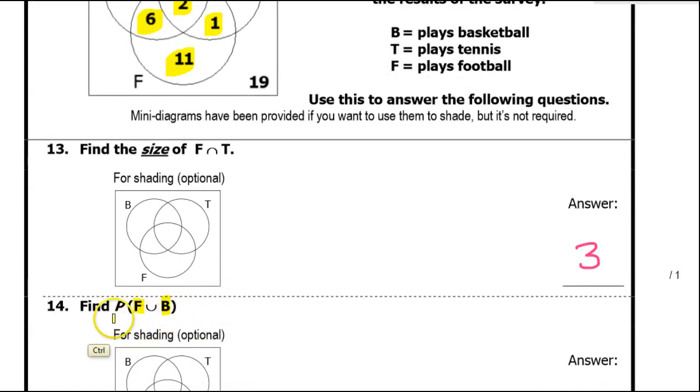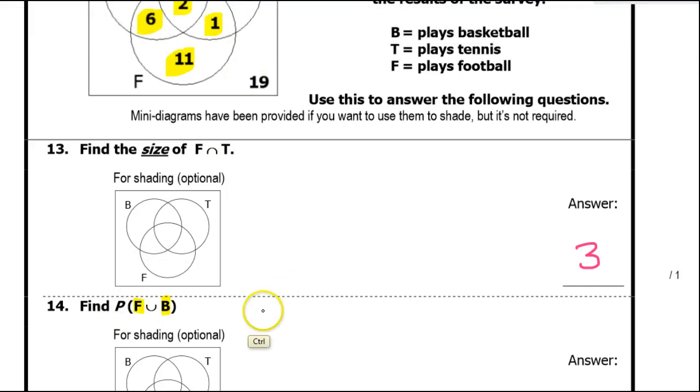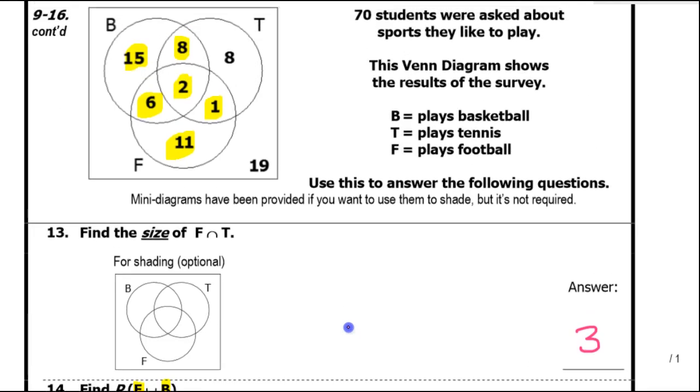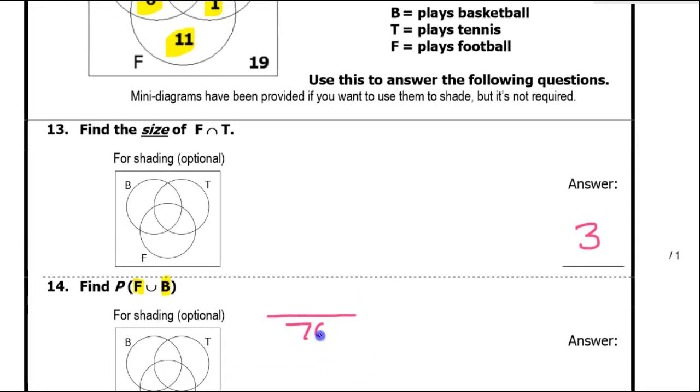Now this one is probability. See the P? So I do need to do target over total. So this is going to be a fraction. We know that the total is 70. So I'm going to go ahead and put that down.